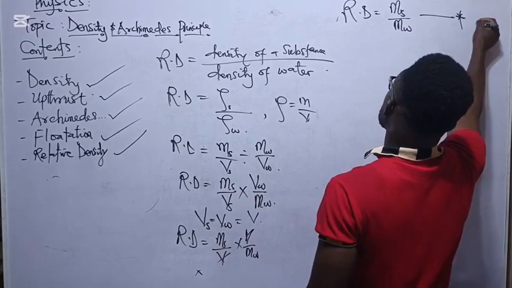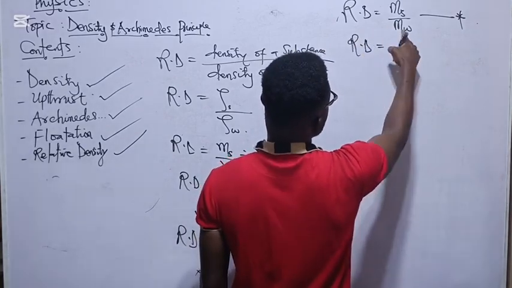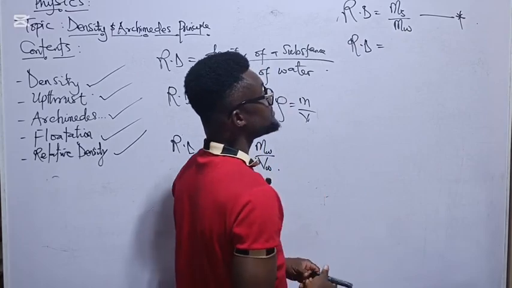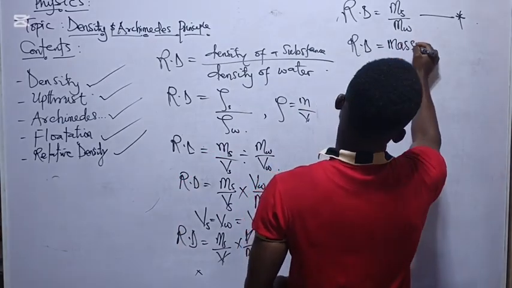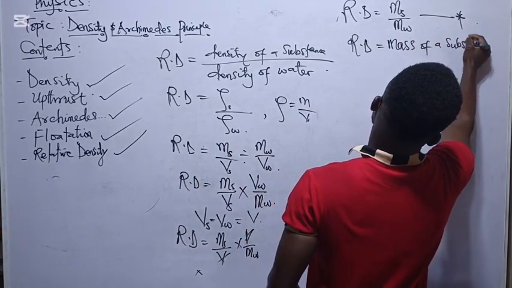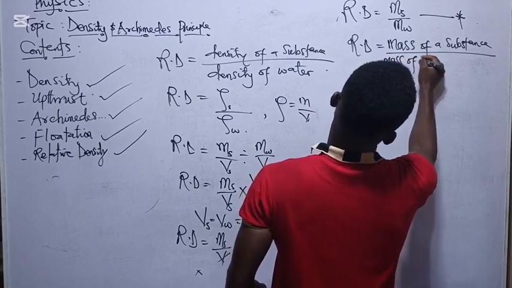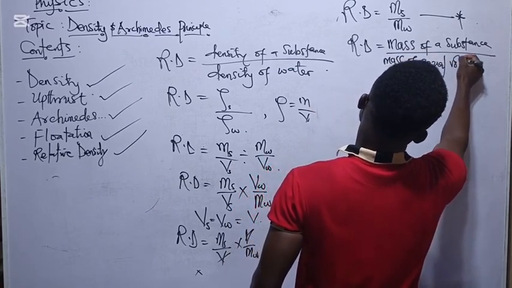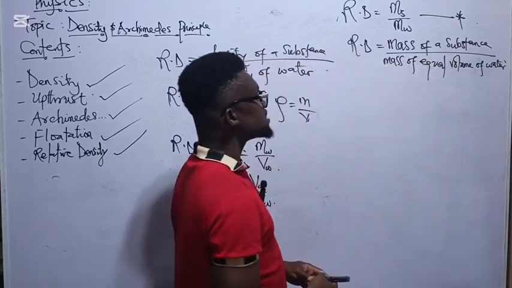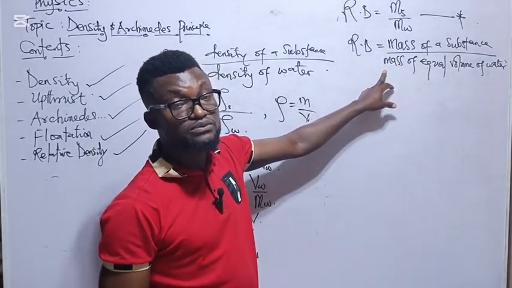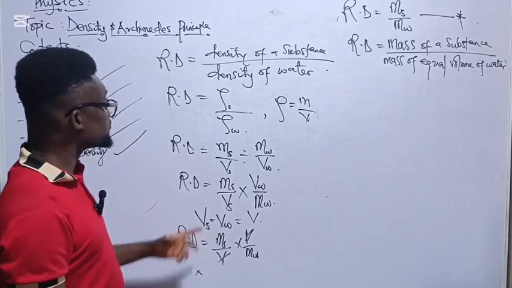This gives another formula for relative density. But in this very case, you remember that the mass in question will now be the mass of equal volume of that very substance. So in that case, we say mass of a substance all over mass of equal volume of water. So it's not mass of any water, but it's mass that has the same volume as that of the substance. So we now have two formulas.